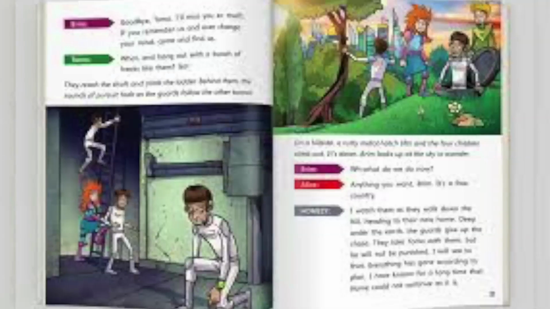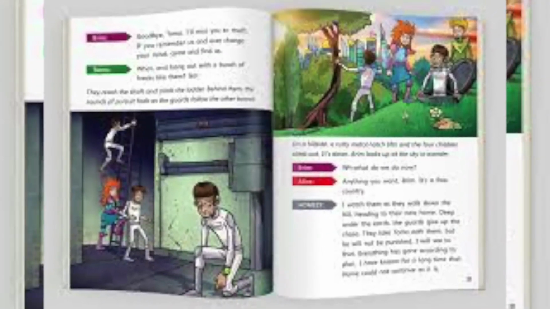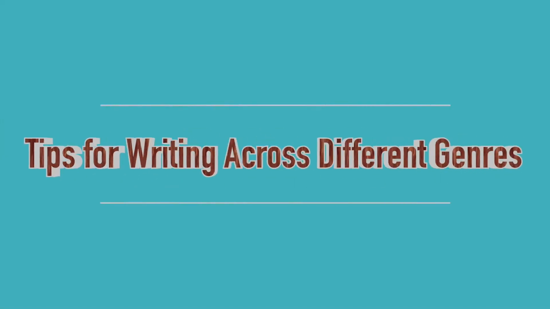Enhancing the narrative. For younger audiences, illustrations are just as important as text. A well-illustrated book enhances comprehension and engagement.